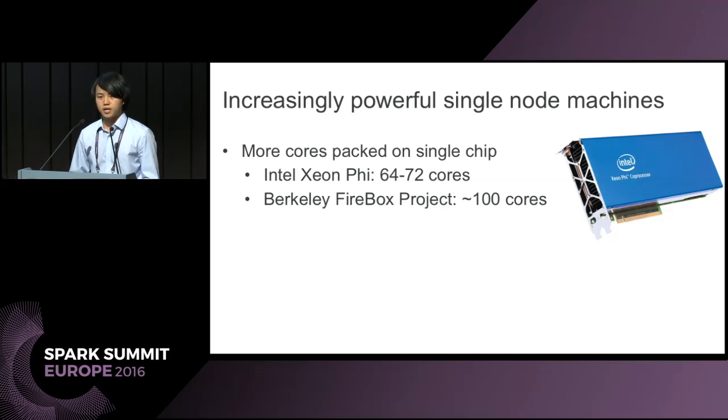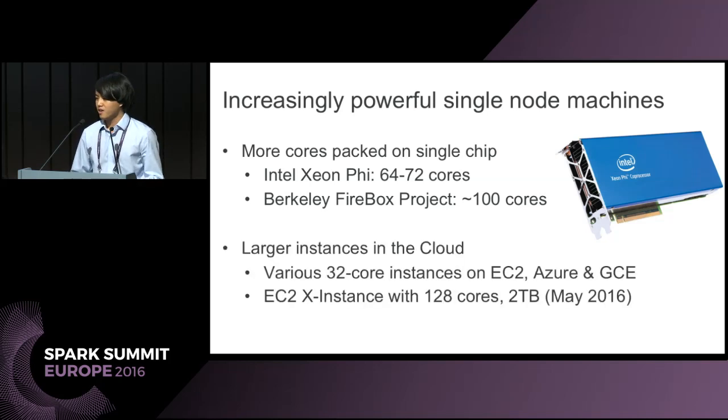And this is not only happening on expensive hardware people now buy, it's also provided by major cloud providers. For example, you can easily find 32-core machines from major providers like Amazon, Azure, or Google. And also, just slightly earlier this year, EC2 announced this gigantic monster X1 instance, which has more than 128 cores.